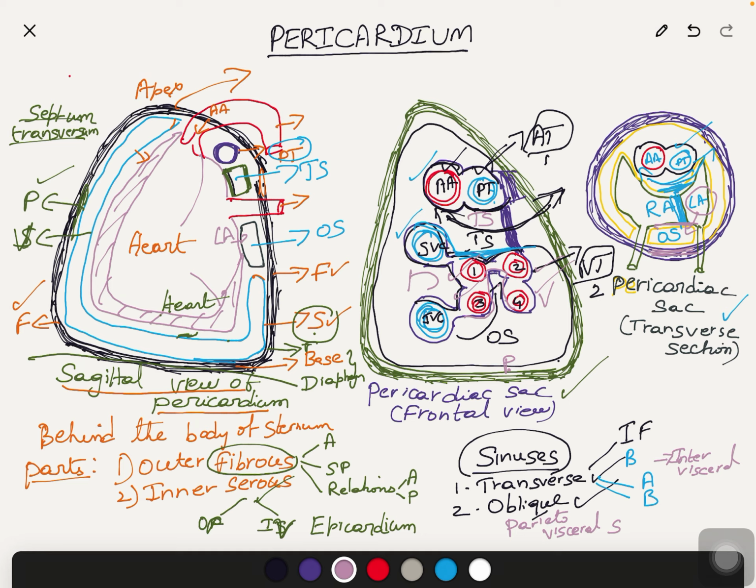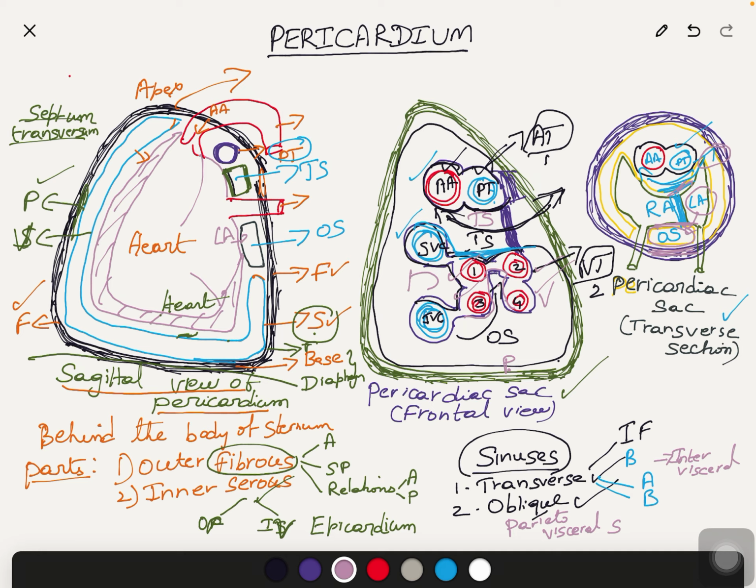Now we have completed the oblique sinus and transverse sinus in detail. Some peculiarities are present. The oblique sinus is present behind the left atrium, and the transverse sinus is present above and in front of the left atrium. Between the roof of the oblique sinus and the floor of the transverse sinus intervenes the upper margin of the left atrium.